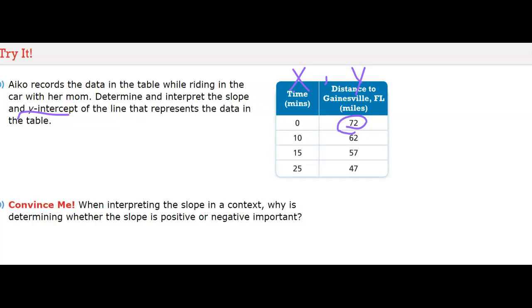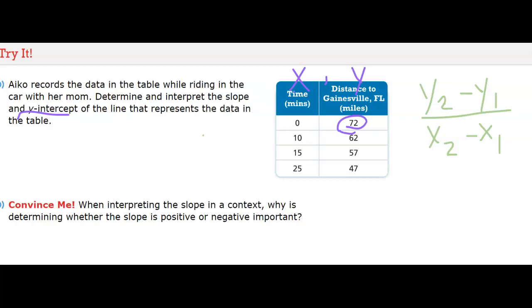Now it asks for us to also determine the slope. The slope we have to find by using the formula y2 minus y1 over x2 minus x1. What that means is we have to take 2 points from the data and subtract them from each other. So I'm going to choose 15 and 57, and 25 and 47.